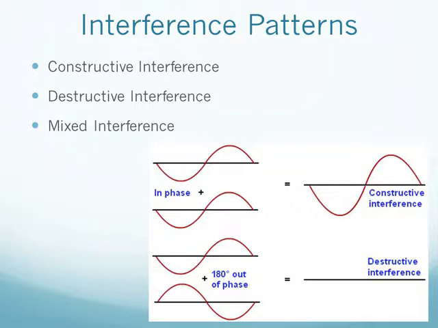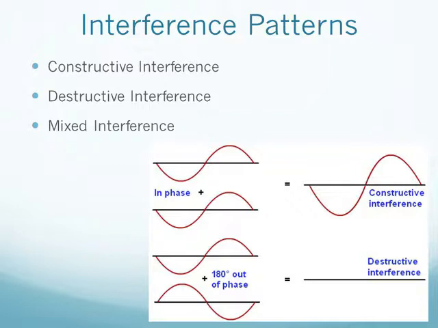This is when a crest of one wave meets the crest of another. And when that happens, it has an additive effect, and the resulting wave is much larger than the first two original waves. So you get a much larger wave.